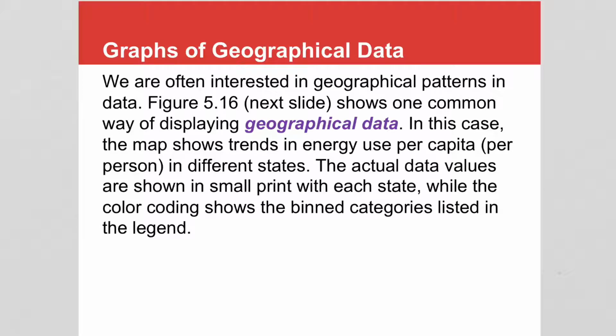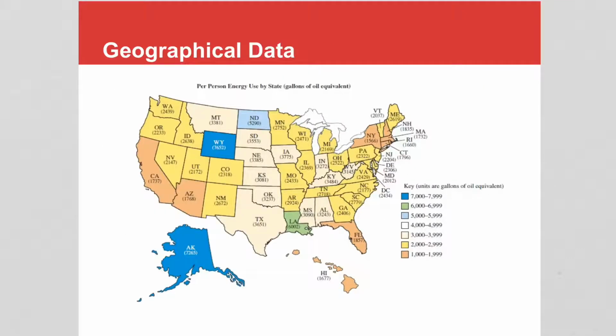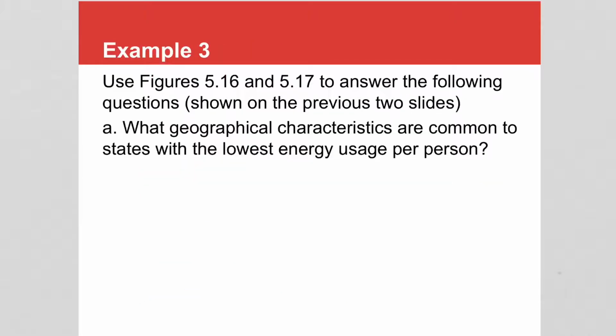Graphs of geographical data. We're often interested in geographical patterns in data. Like in this case, we've got energy use or oil use for different states. So the blue uses the most oil, and the orange uses the least. Not total, but per person. That's the big deal there. So the energy used per person. We'll come back to that.